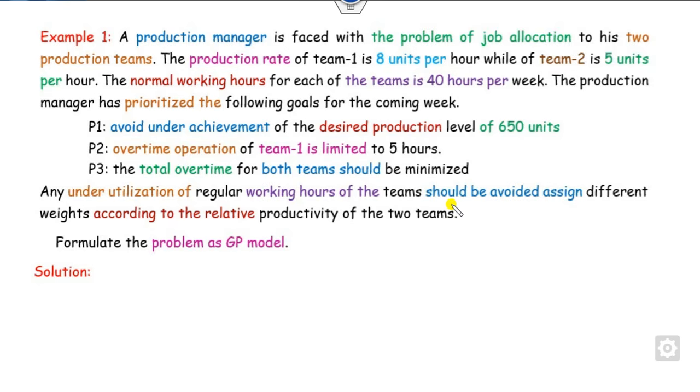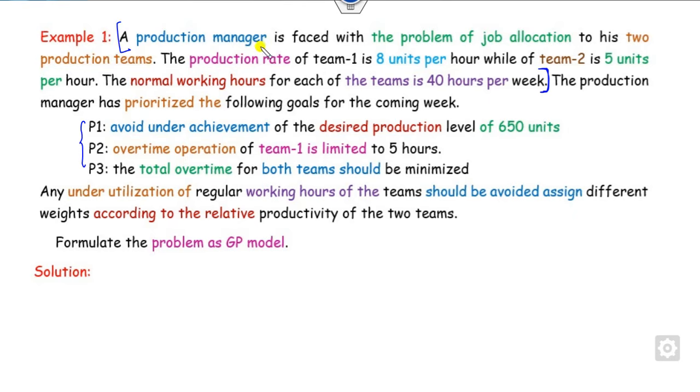One rule before starting this lecture: you don't read the full statement. You read the statement only up to before the priorities. That means you first read the line up to here, and the goals after that you can skip.